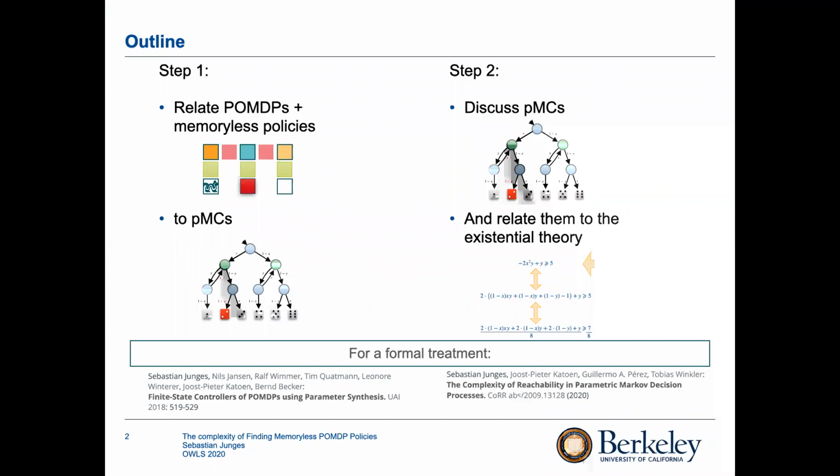The outline of the talk is actually two steps that we will discuss. First, we'll discuss what MDPs and memoryless policies on them are, and I will relate them to parametric Markov chains, all of which I will introduce in a bit. Then we'll discuss them more and relate them to the existential theory of the reals, so that we end up with a statement that solving POMDPs, or finding memoryless policies in POMDPs, is existential theory of the reals hard and complete.